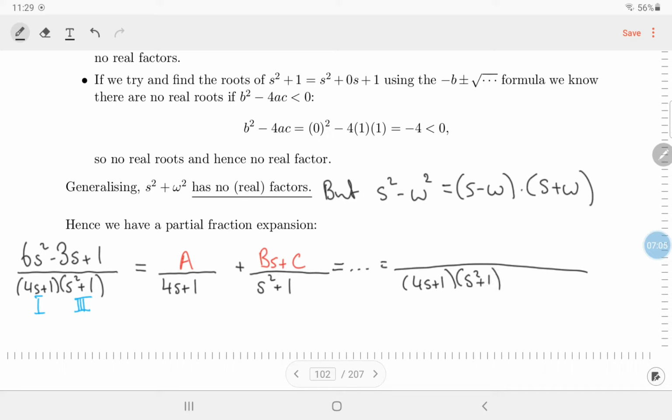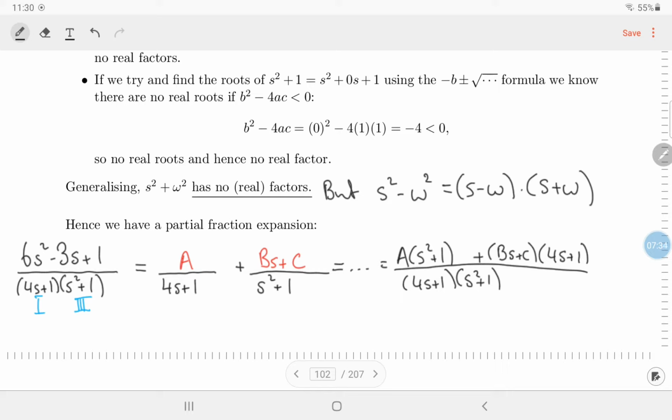So if you multiply the first term, the a over 4s plus 1, above and below by s squared plus 1, the bottom will be 4s plus 1 times s squared plus 1, and the top will be a times s squared plus 1. And similarly, if you multiply the second term above and below by 4s plus 1, you'll have another common denominator. So that's a little exercise for you. Usually when I have space, I will do it, but I just don't have space here, I'm afraid.